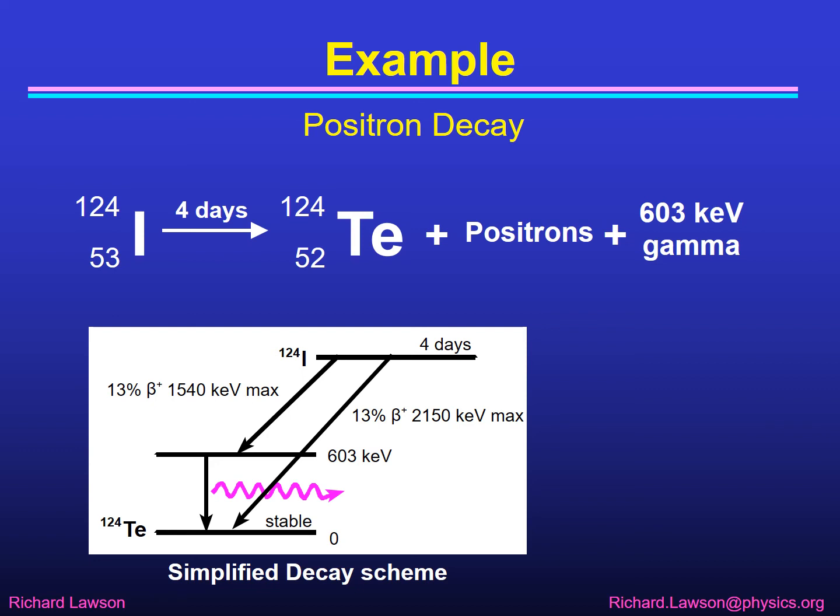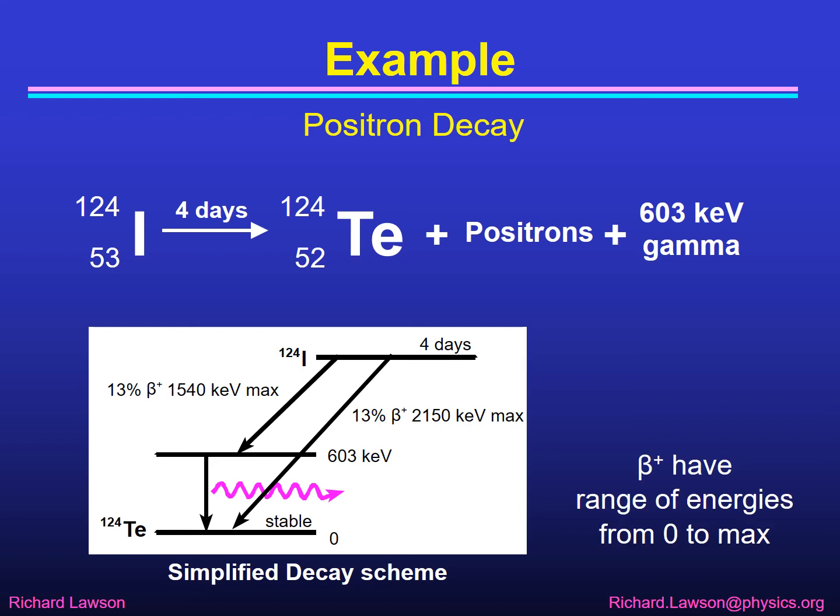In 13% of the cases, it may go straight down to this ground state, giving off a positron with an energy of 2150 keV, and in that case you don't get any gamma rays. This is a simplified decay scheme because those don't add up to 100%. There are other possible decays as well.